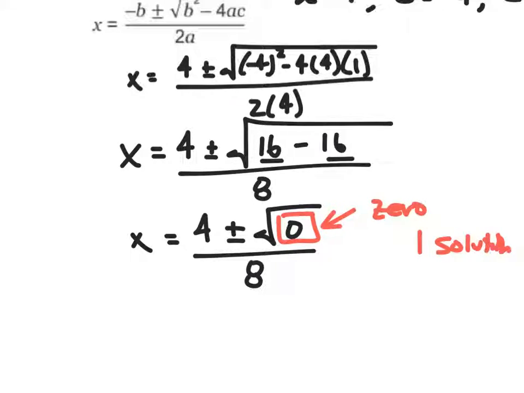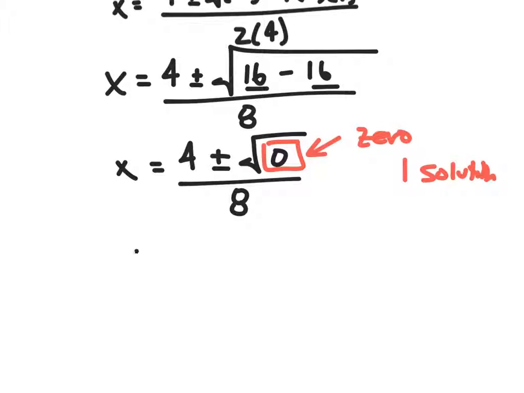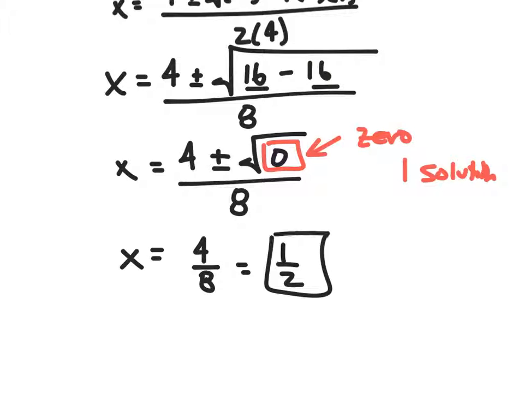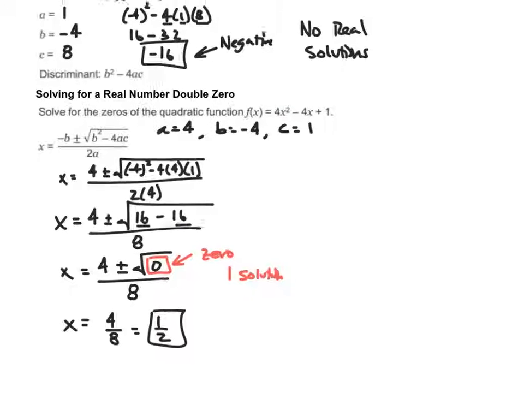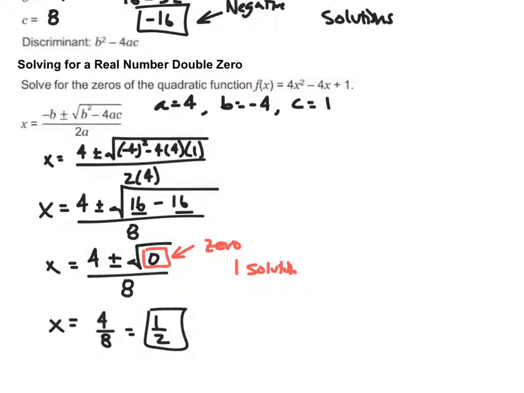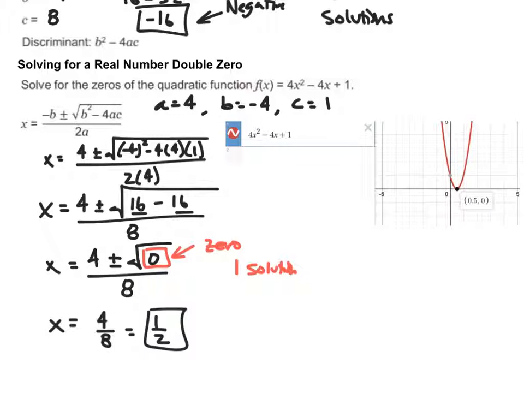So at this point, x is going to equal 4 plus or minus 0. That's just going to be 4 in my numerator over 8, and then this simplifies to 1/2. That's my value for x. Let's go ahead and graph this one real quick just to see what we get. Now that we've graphed this, we see that this graph only crosses the x-axis once, and so there is my solution as 1/2, which is the same thing as 0.5.